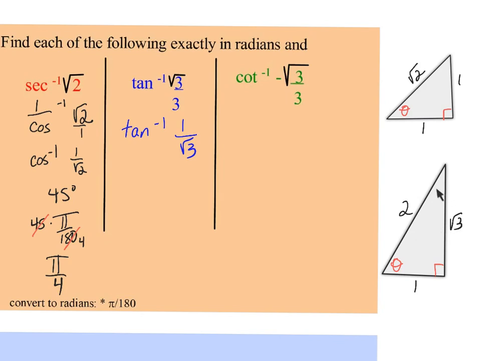So where did the 1 come from? Opposite would be opposite of the 30 degree angle. I say this because you need to remember that anything opposite of a radical 3 is the 60 degrees. So this must be 30 by default. However, once again, we must convert to radians. And my answer is pi over 6.